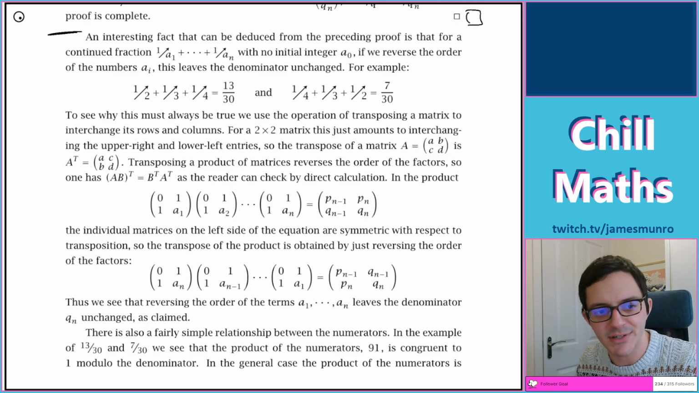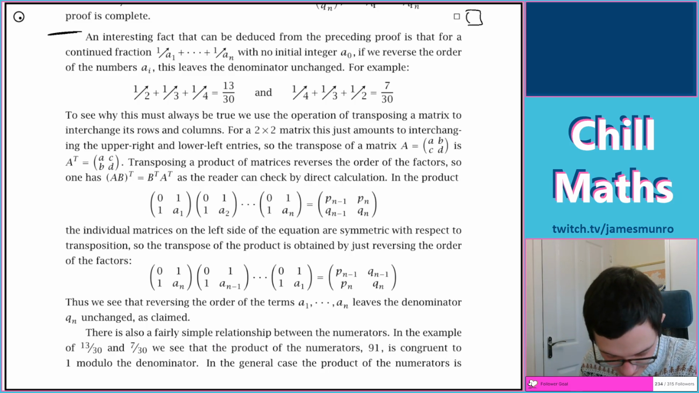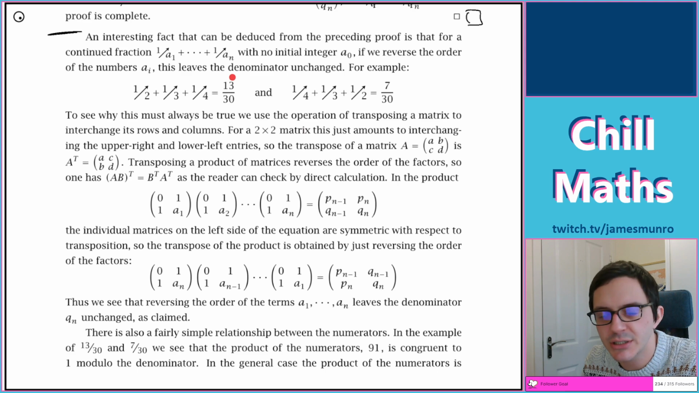I think that was my 5 minutes. That's taken us to 2:30. Reversing the order of the numbers, which I think is completely mad, because what's that got to do with anything? Leaves the denominator unchanged, because the matrices, here we go, transpose the matrices, and you get something like this, with no initial integer a0. The transpose of a product is something to do with the transpose of each of these. Yeah, that's just true in general. In this product, the individual matrices on the left side of the equation are symmetric, so they're unaffected. So it's just reversing the order of the factors.